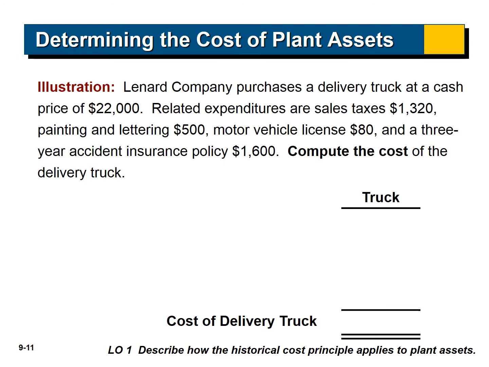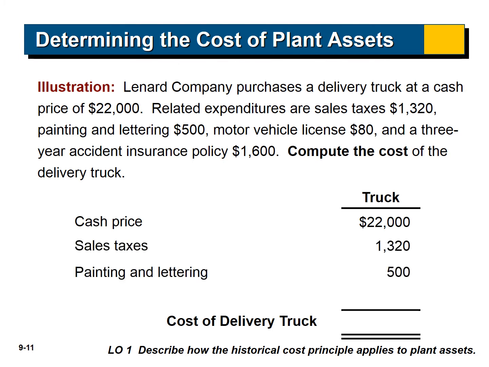Here's an example. Leonard Company purchased a delivery truck at cash price of $22,000. Related expenditures are sales tax, painting and lettering, motor vehicle license, 3-year insurance policy. The cost of delivery truck. What's included? Well, the cash price, obviously, the sales taxes, the painting and lettering, but not the license, because that's not necessary to get it ready for use, and the insurance policy. You have to have those things, but not as part of the cost. Those are subsequent costs, and so those will be expensed as incurred.